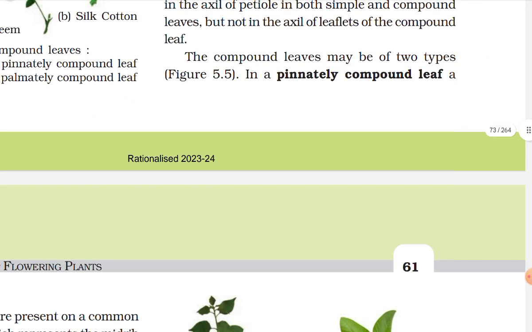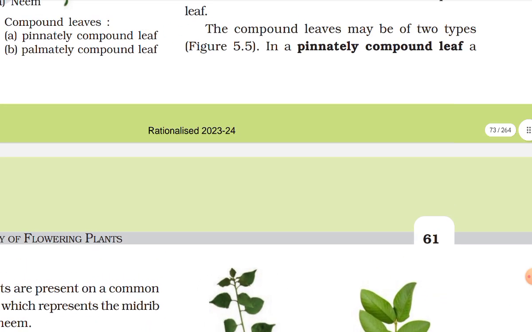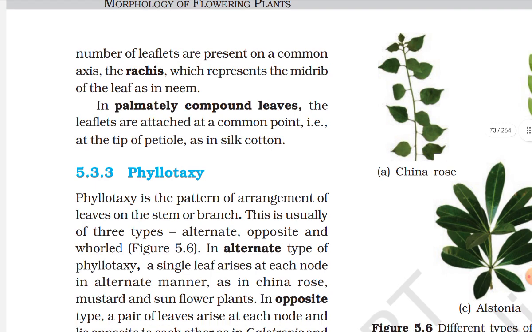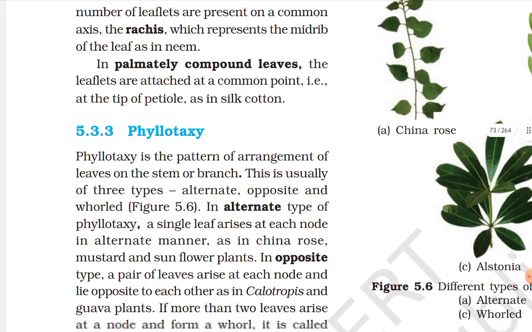The compound leaves may be of two types. In a pinnately compound leaf, a number of leaflets are present on a common axis, the rachis, which represents the midrib of the leaf, as in neem. In palmately compound leaves, the leaflets are attached at a common point, at the tip of the petiole, as in silk cotton.